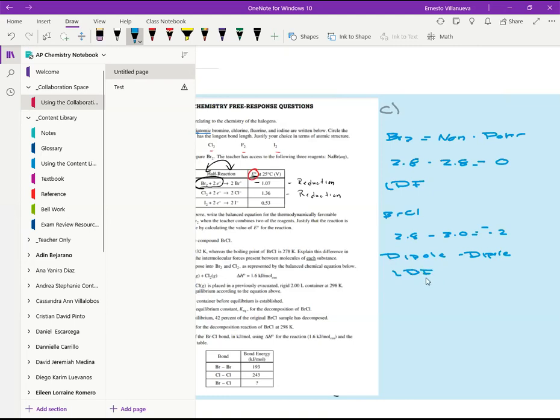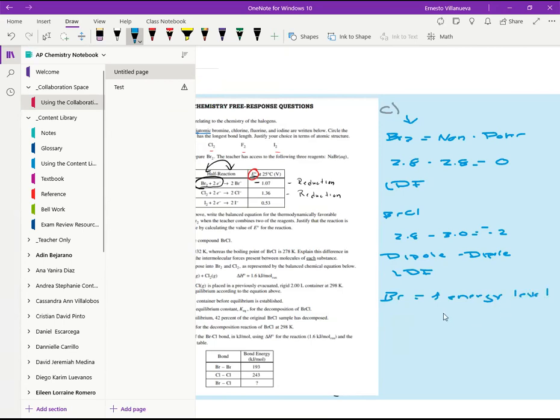Now, because this is a much bigger molecule, bromine is definitely bigger than chlorine because it has another electron cloud, because it's in a higher energy level. So bromine is in a higher energy level.